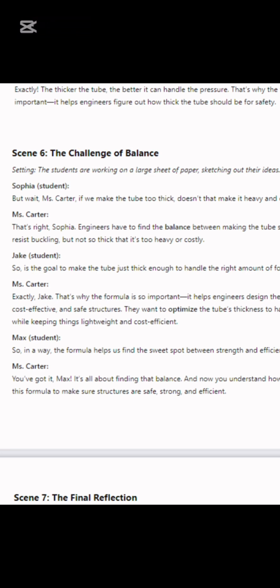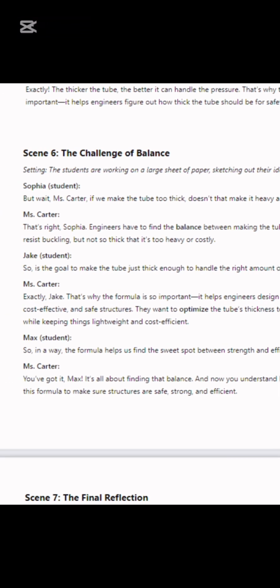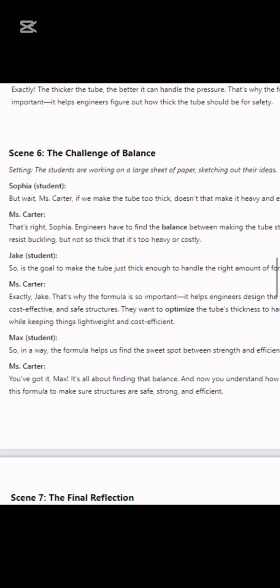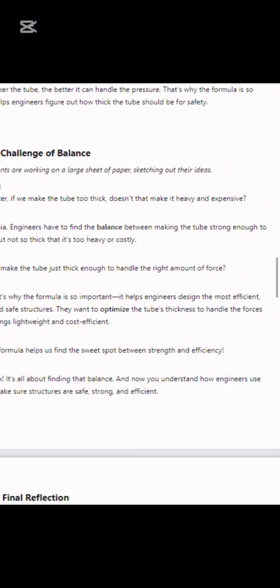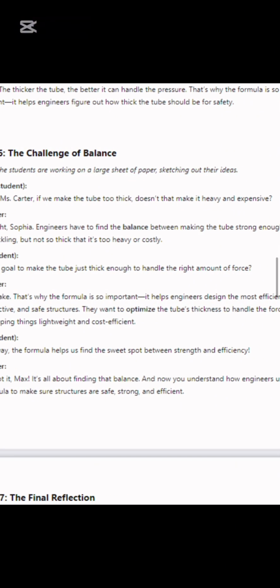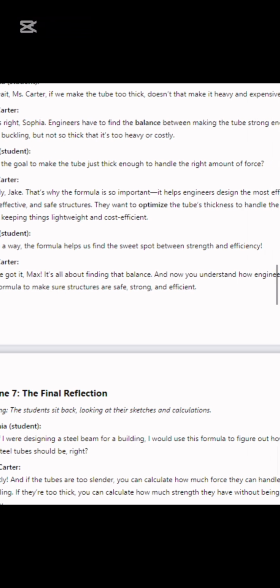So is the goal to make the tube just thick enough to handle the right amount of force? Exactly. That's why the formula is so important. It helps engineers design the most efficient, cost-effective, and safe structures. They want to optimize the tube's thickness to handle the forces while keeping things lightweight and cost-efficient. So in a way, the formula helps us find a sweet spot between strength and efficiency. You got it. It's all about finding that balance.